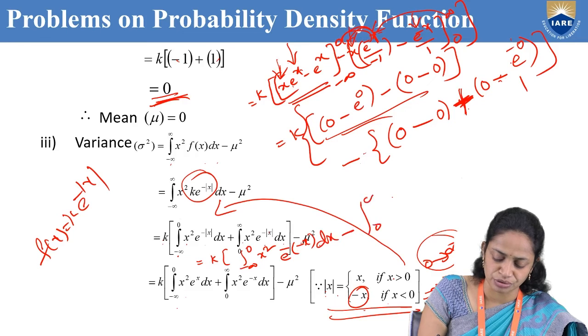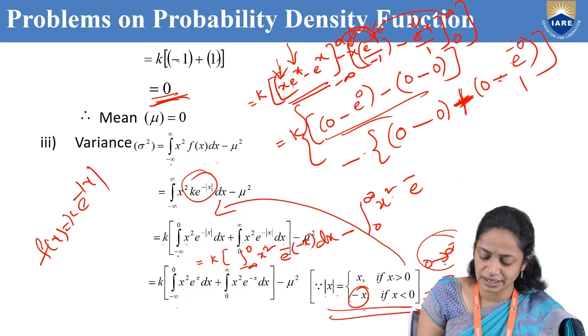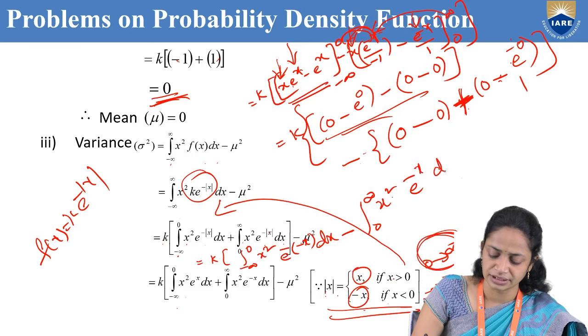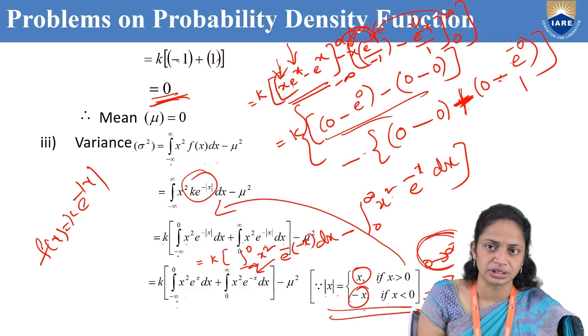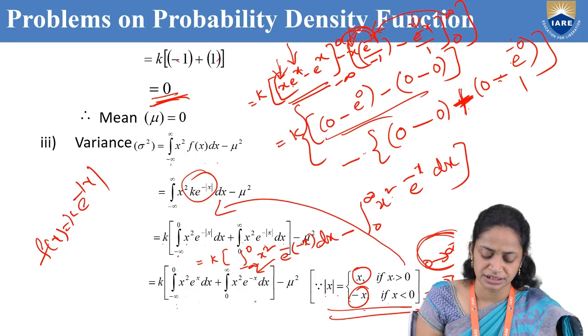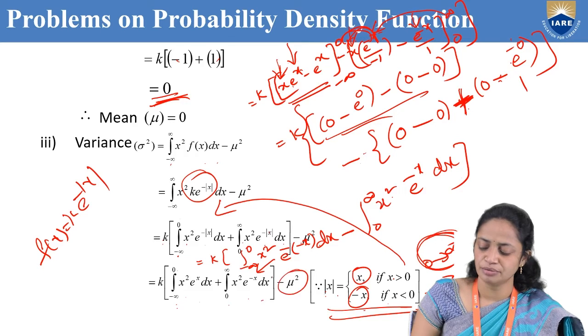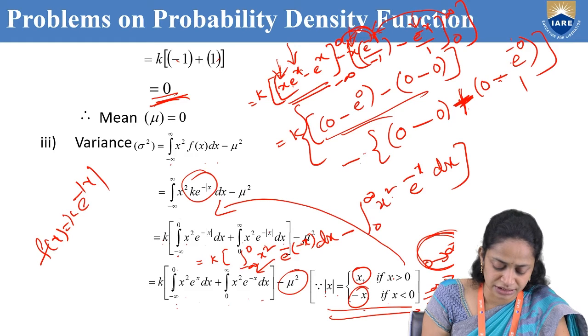So integration over 0 to infinity x square e power minus of. So here the limits are 0 to infinity. So that's why modulus of x equal to x dx. So if we simplify this one, we will get this one. So that is k into integration over minus infinity to 0 x square e power x dx plus integration 0 to infinity x square e power minus x dx. And also we have minus mu square. So substitute. So let us consider this is u and this is v. This is u and this is v.